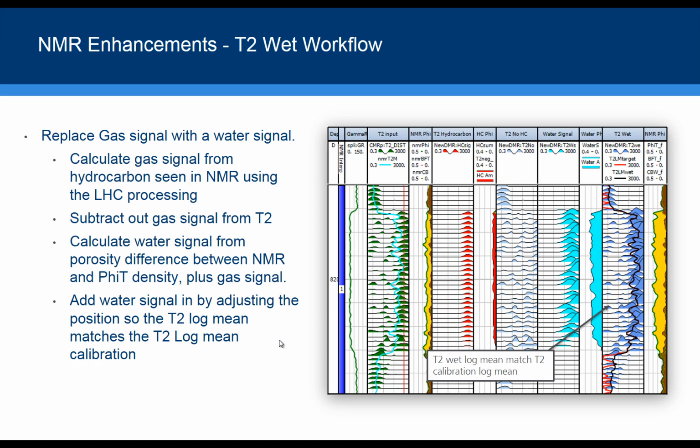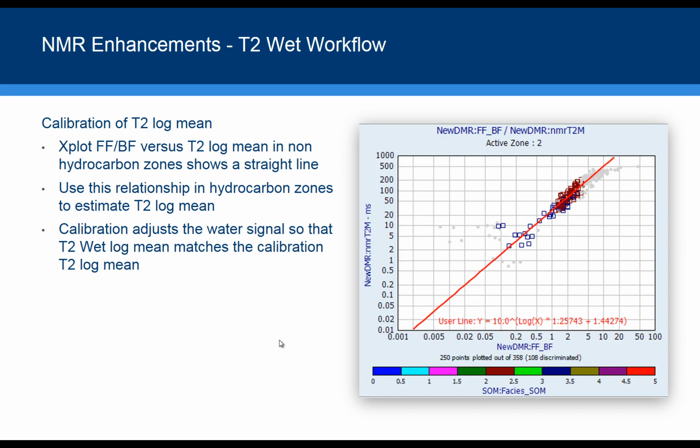The key to this is the adding back in of the water signal. It's knowing where to put the water signal back in. And the way we handle that is via a calibration. If you make up a cross plot of free fluid bound fluid ratio against T2 log mean on a log-log plot, you tend to see a straight line relationship.